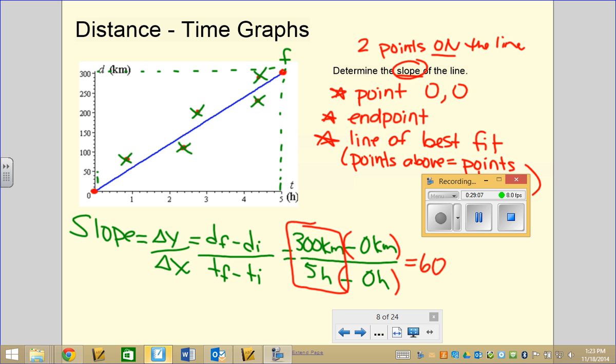is 60. Since I was doing kilometers divided by hours, my unit is kilometers per hour. Now, based on the numbers on the graph, I should have one significant digit in my answer. So I will change this to 6 times 10 to the power of 1 kilometers per hour. Means the same thing as 60, but now I only have one significant digit.